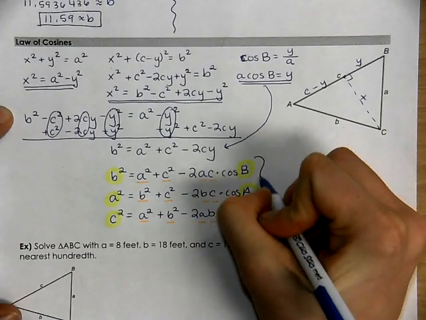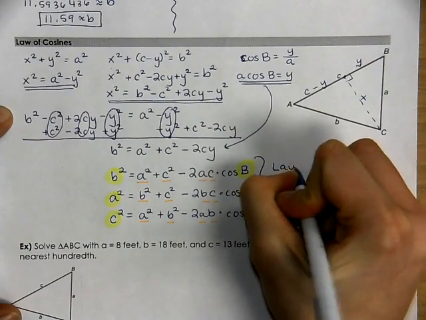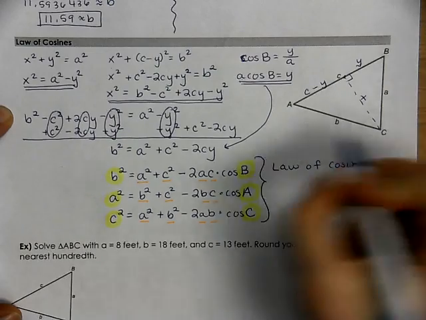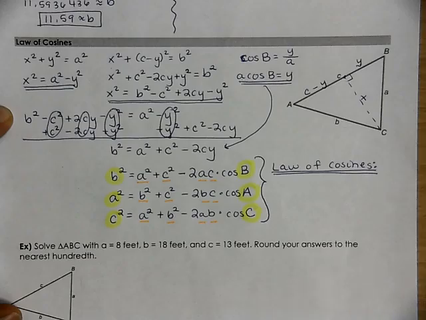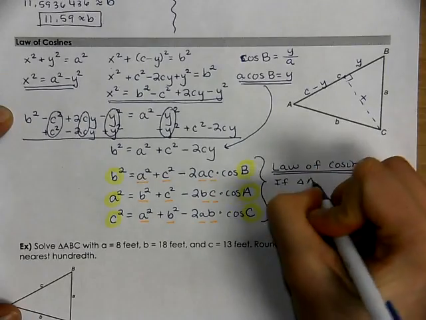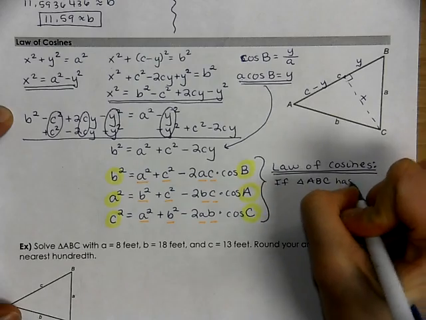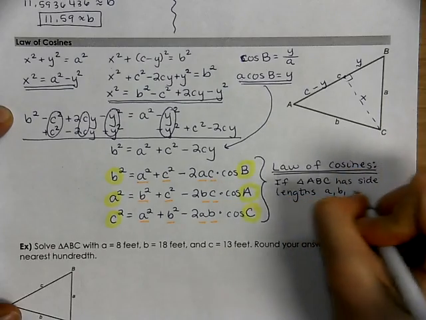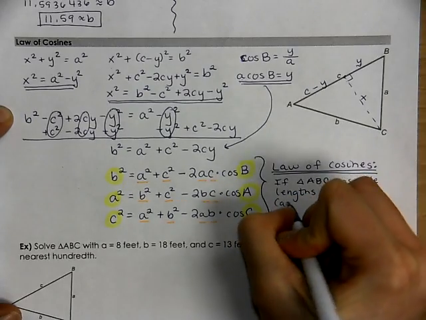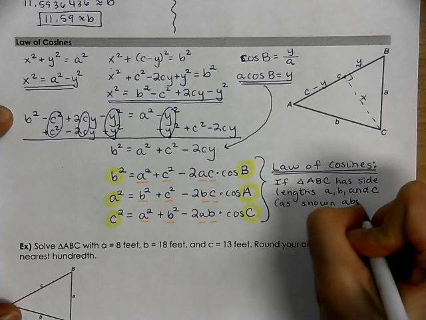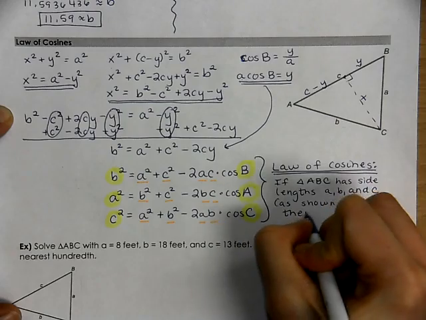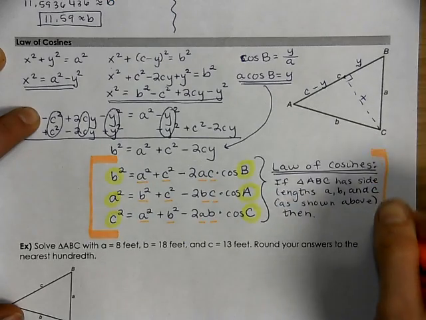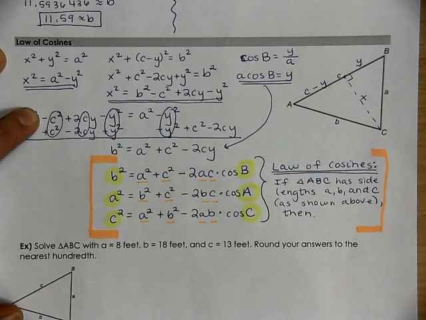So these are called the law of cosines. What the law of cosines says is if triangle ABC has side lengths a, b, and c, as shown above, then this is true. So here is your law of cosines. You will not have to memorize this, but you do need to know how to use it.